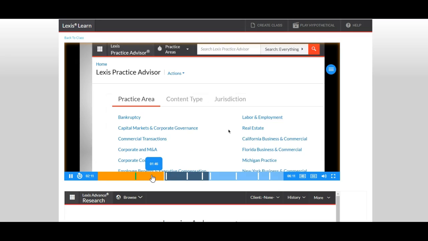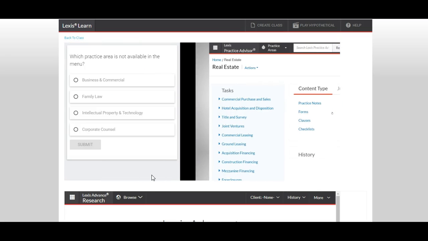Then, select Real Estate from the Practice Area menu. Give it your best guess. So we've got business and commercial, family law, intellectual property and technology, or corporate counsel.